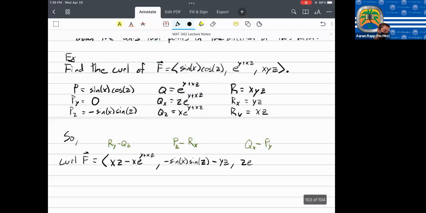So this is z times e to the y plus xz minus py, which was 0. And there is my curl of my vector field. At any given point x, y, z, I can tell you what the rotation is at that point.